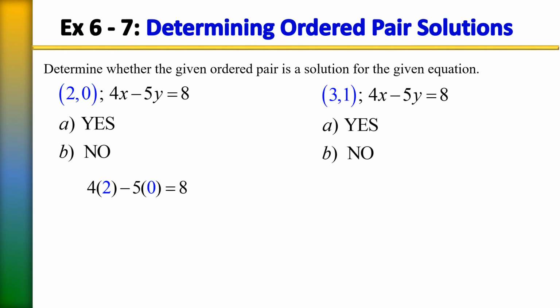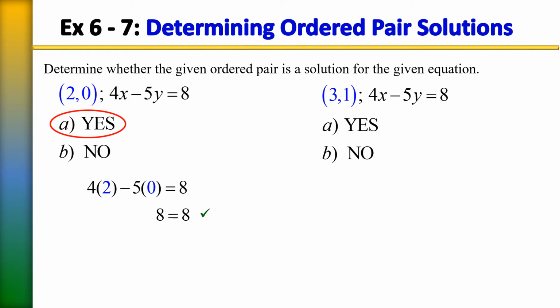So on the left side, we're going to go ahead and calculate it. 4 times 2 is 8. And any number multiplied with 0 is going to be 0. So what that leaves you with is 8 on both sides. And that is a true statement that 8 is the same as 8. 8 is equal to 8. So therefore, that's your proof that yes, the ordered pair of 2, 0 is a solution to the given equation.